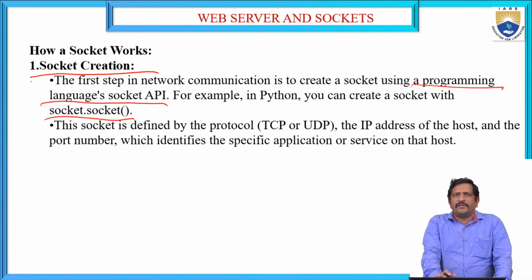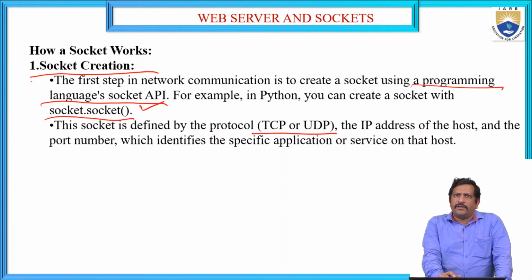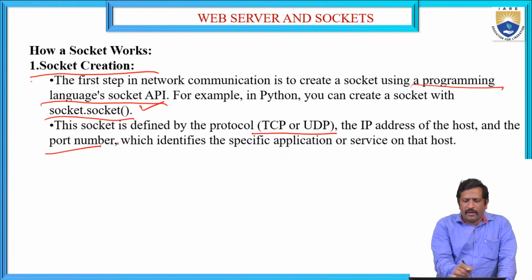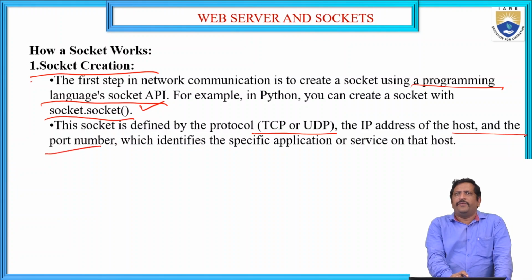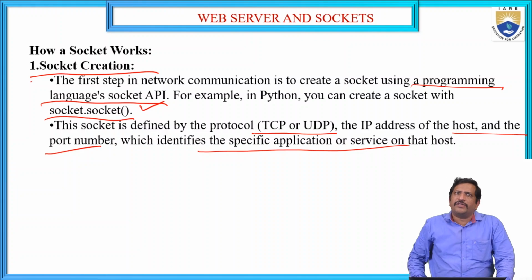The socket method can be defined with the help of a protocol, either the TCP protocol or the UDP protocol. Transmission Control Protocol, TCP, we utilize for connection-oriented purposes, and UDP we use for connectionless services. Then the IP address of the host and the port number, which identifies the specific applications or services on the host. A number of applications and services can be established.